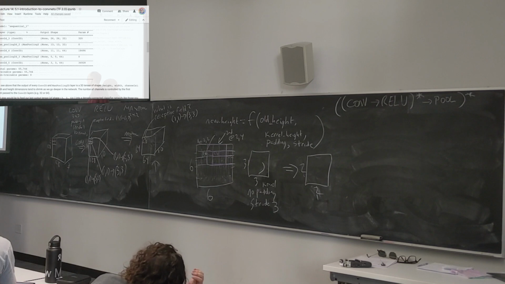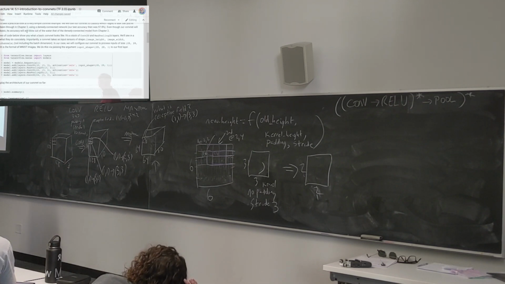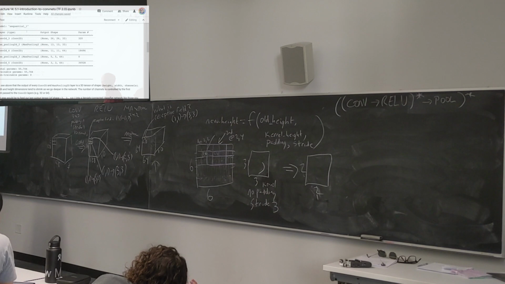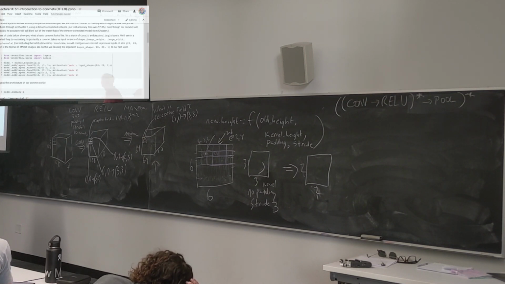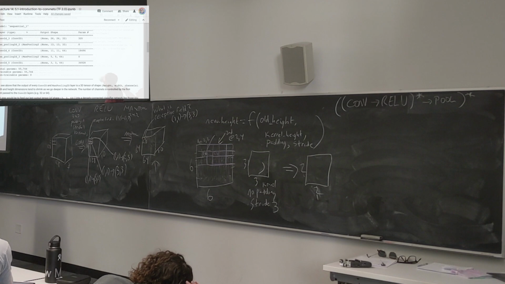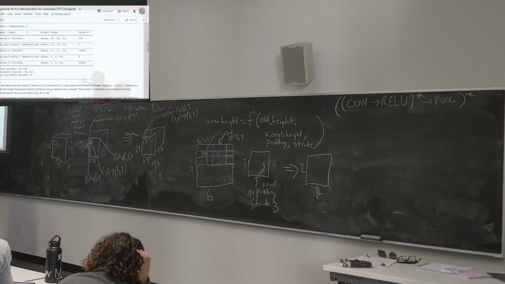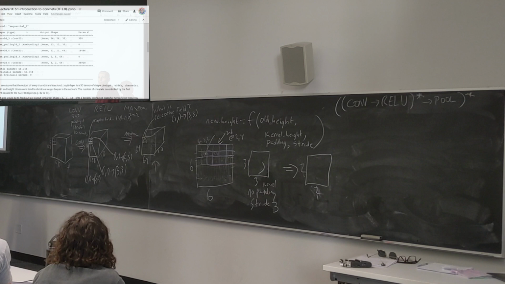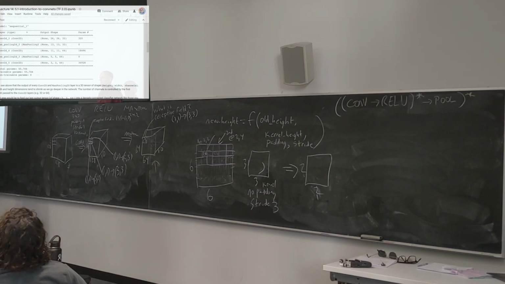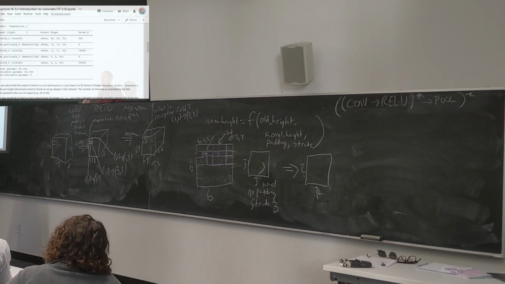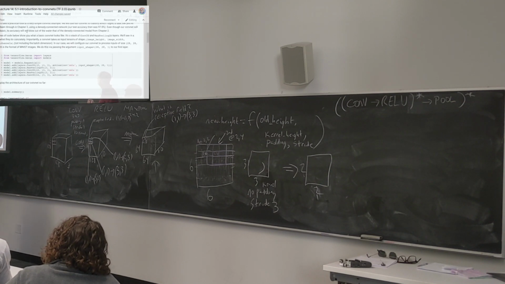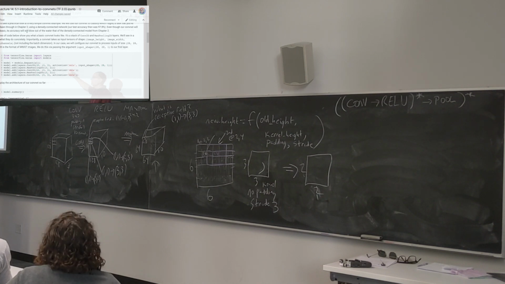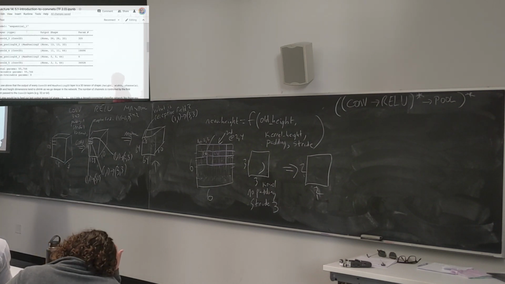Let's look at the summary of this. So the nice thing about this summary is it will show us the output shape. Let's look. The input is 28 by 28. The output of the first convolution is 26 by 26. What must the padding be? The padding must be 0. We don't have any padding. So that must mean the default padding for convolution 2D must be 0. No padding. Okay, so we go from 28 by 28 to 26 by 26.